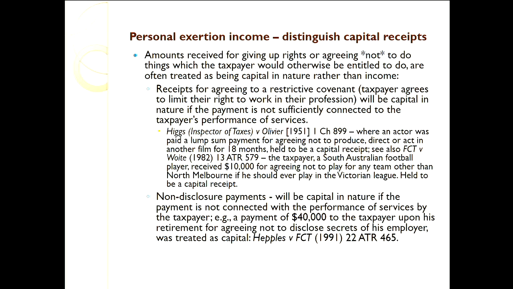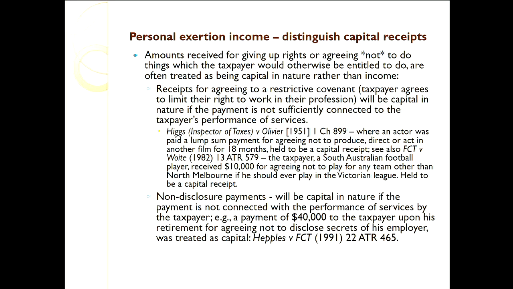Now, moving on to non-disclosure payments, right? It's illustrated by Heppel's case, which is in your book at page 153. And in fact, those other cases are at page 153 too. In Heppel's case, the taxpayer received a payment of $40,000 on his retirement, for agreeing not to disclose, not to reveal secrets of his employer. What is the nature of that payment?